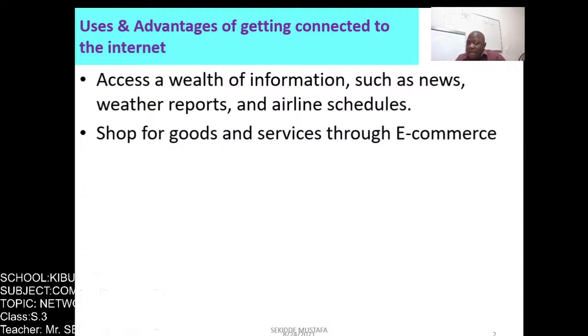So that is another advantage. Another advantage of getting connected to the internet is for goods and services. Then which services can we talk about? Who can give me an example of a service in that area? Let us interact. I want us to be interactive. eBay, that is another website somebody is citing. But now I want services online.